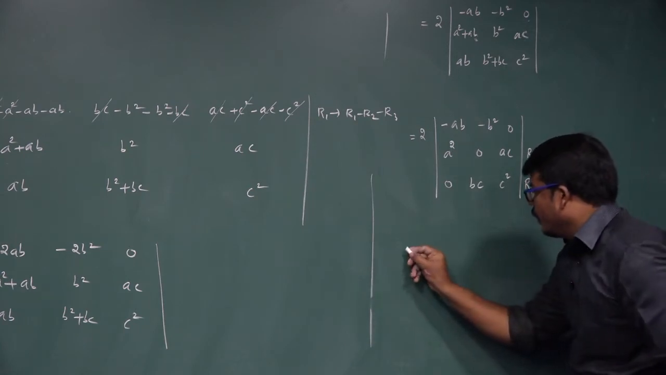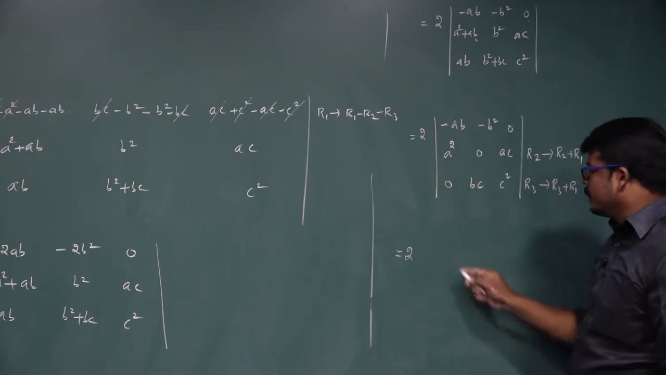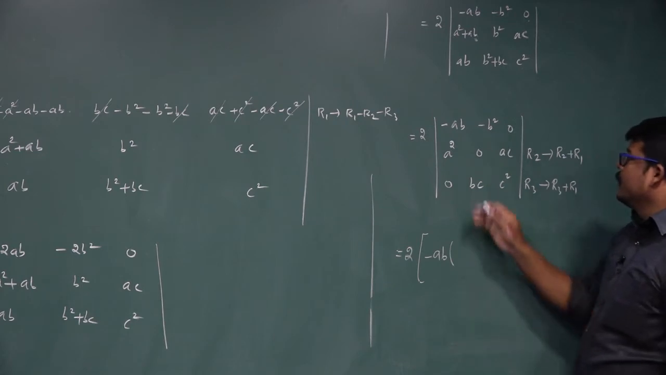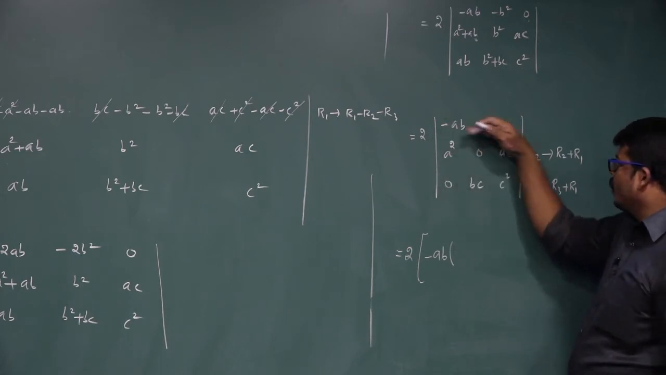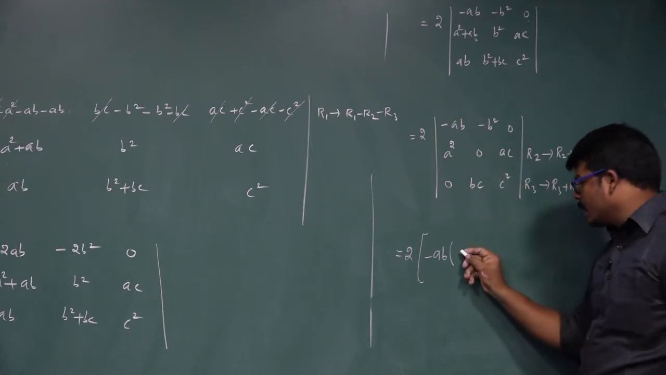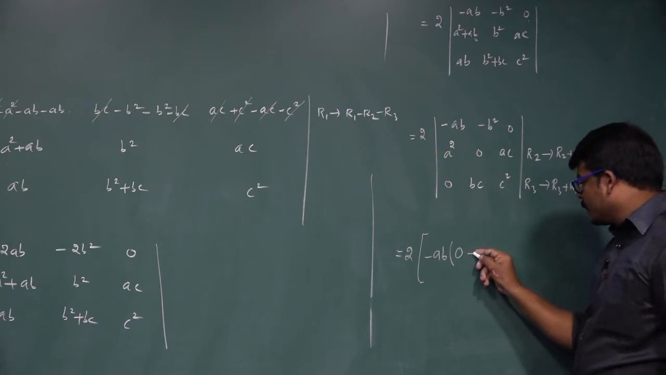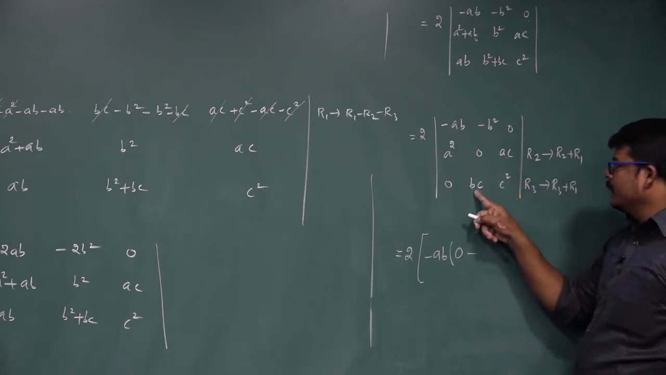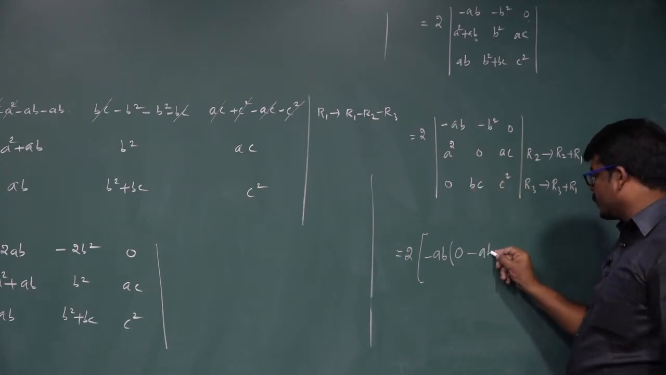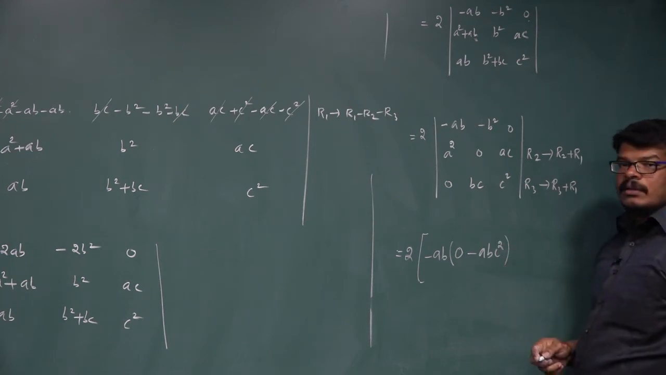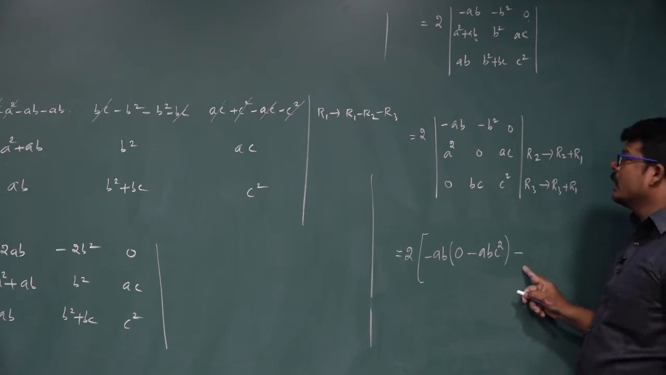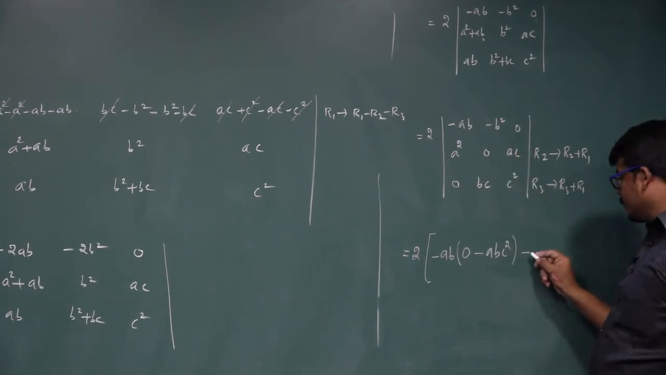Now that is equal 2 into expanding the row wise. 2 into first one, taking the element minus AB, column and row are eliminated, get the minor matrix 0, C square. Multiply the diagonal, 0 into C square is 0. Next formula is minus AC into BC. AC into BC is AB, C into C, C square, AB C square. First one over.